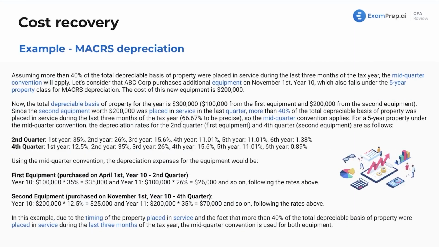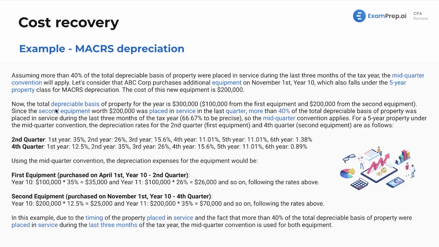Building on what we saw before on our previous example, we're adding to that a little bit more, see what happens. Assuming more than 40% of the total depreciable basis of property were placed in service during the last 3 months of the tax year, the mid-quarter convention will apply. Now let's consider that ABC Corp purchases additional equipment, but this time on November 1st, year 10, which also falls under the 5-year property class for MACRS. The cost of the new equipment is $200,000.